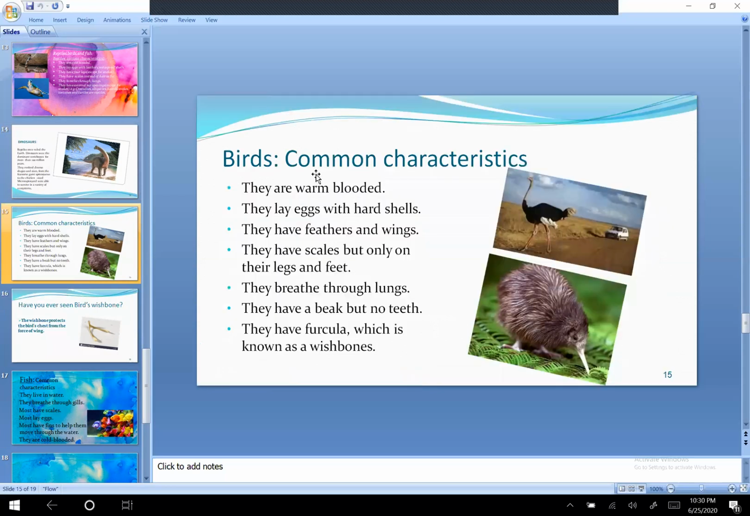Okay, now the next topic is birds. Common characteristics: they are warm-blooded, again they have a fixed body temperature. They lay eggs with hard shells. Everybody knows the chicken egg, so chicken is also a bird. They have scales but only on their legs and feet. They breathe through lungs. They have a beak but no teeth.